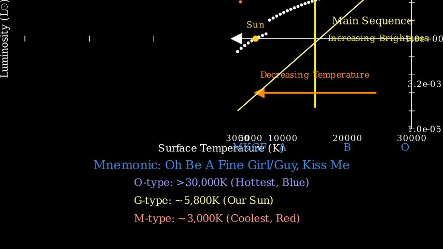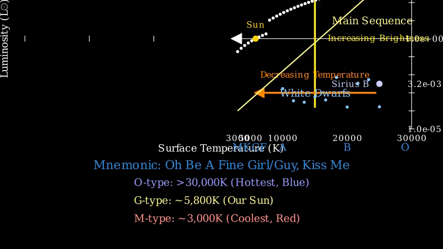In the upper right region, we find stars that are cool, but very bright. These are giants and supergiants, stars that have expanded to enormous sizes. Red giants, like Betelgeuse, have diameters hundreds of times that of our sun. In the lower left, we find white dwarfs. These stars are hot, but dim because they're very small, about the size of Earth. They represent the final stage for stars like our sun after they've shed their outer layers.